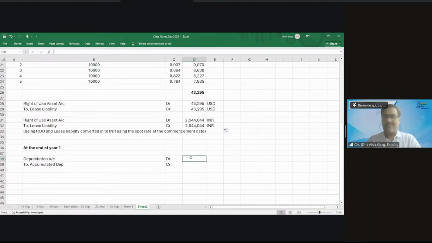If you remember Ind AS 38, intangible assets. Do you remember the intangible assets standard? Yes, sir. Who taught you the intangible asset standard? CA Dr. Alok Garg. Okay, yes. I have covered that standard, and the definition of intangible asset, if you are able to recall, what is the definition of intangible asset?